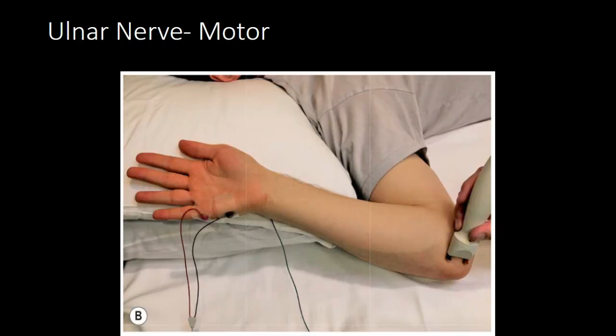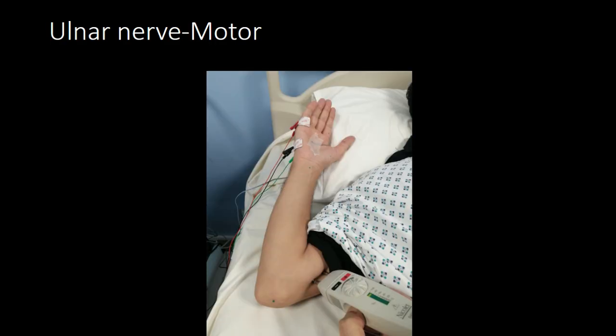So this is below elbow stimulation. Your cathode should be facing the recording electrode. And I tend to remember red as reference. That's kind of my way of remembering, not mixing up the electrodes. So I always keep red as reference. So this is above elbow stimulation. Okay.